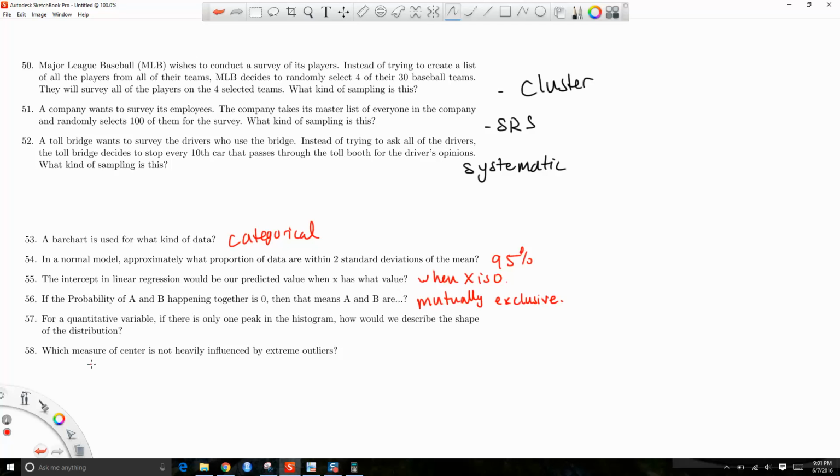Here I use quantitative, but that basically means numeric. For a numeric variable, if there's only one peak in the histogram, how would we describe the shape? Unimodal. Good. Which measure of center is not heavily influenced by extreme outliers? The median.